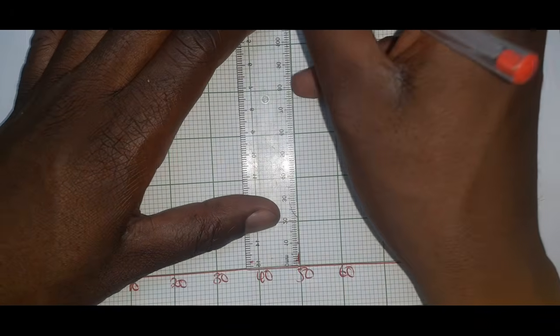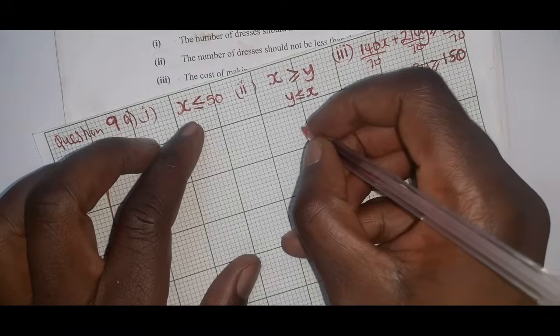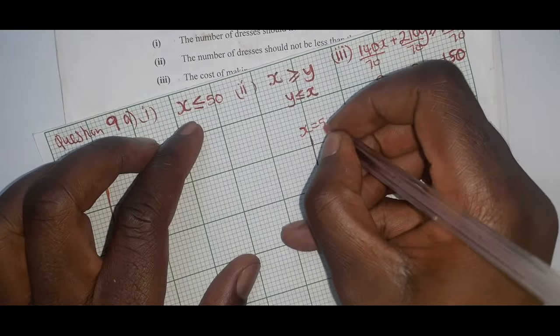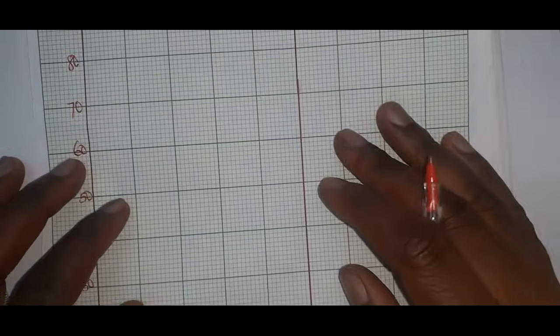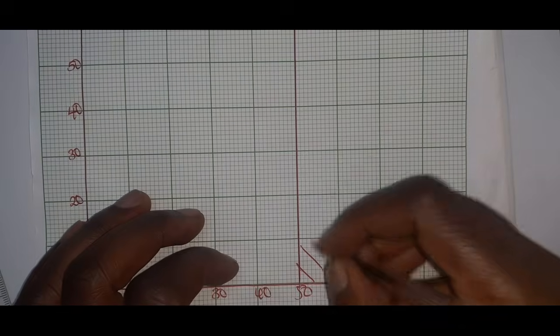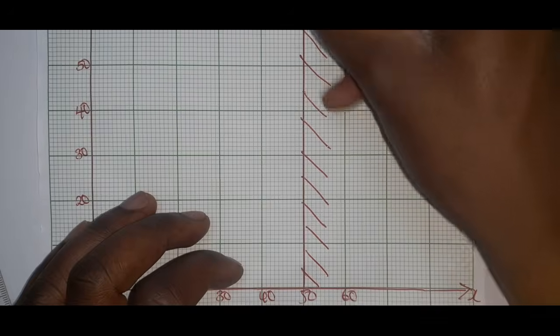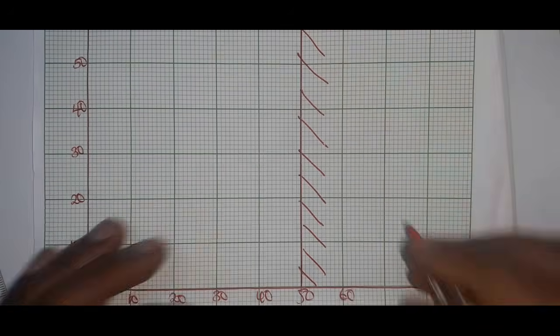So we draw. Now it's this in terms of an equation. This is x is equal to 50. Then we need to shade the unwanted region. So the less than is the region that we want. So you shade this part here. You shade this region here, like this.